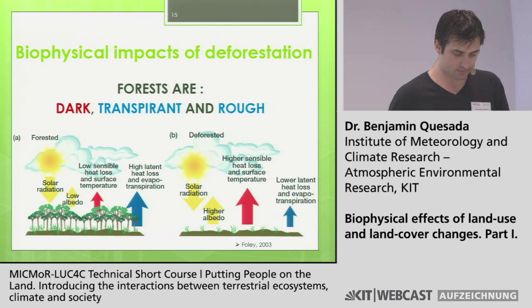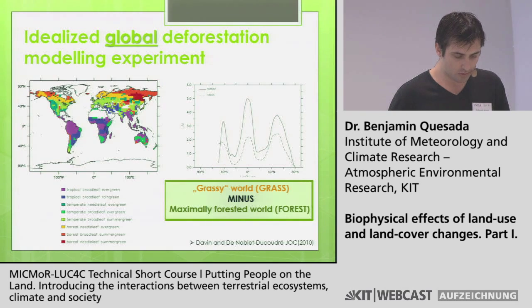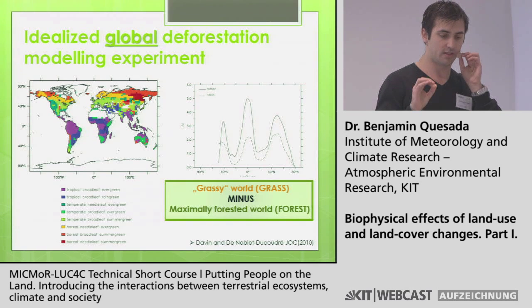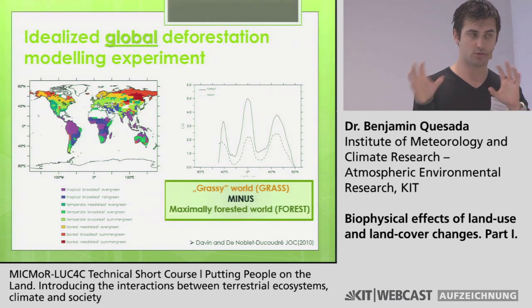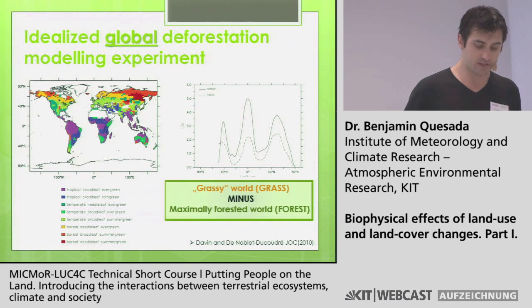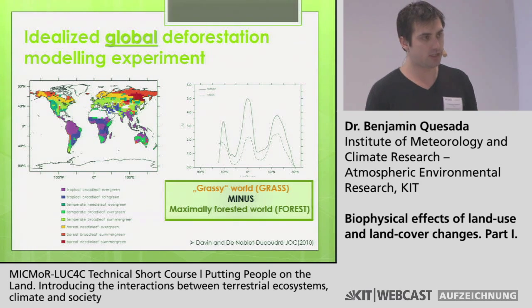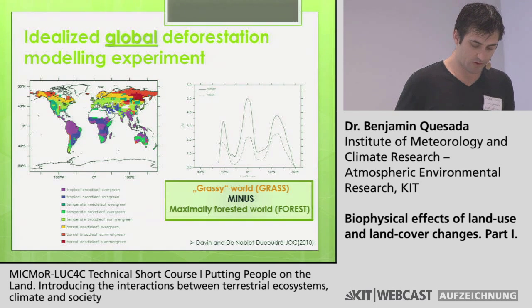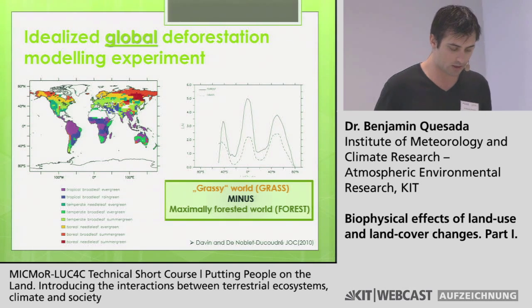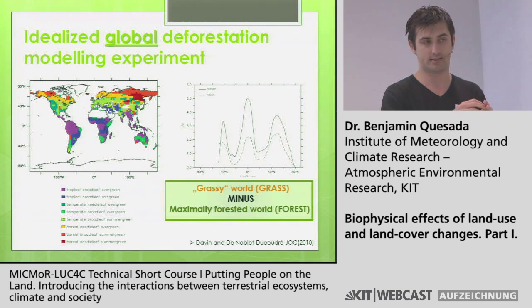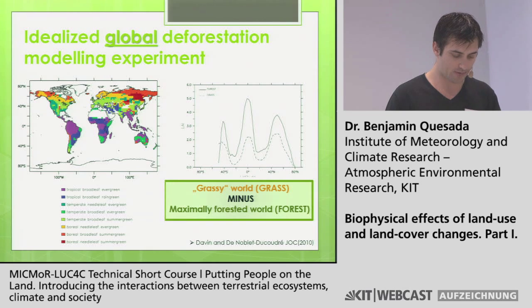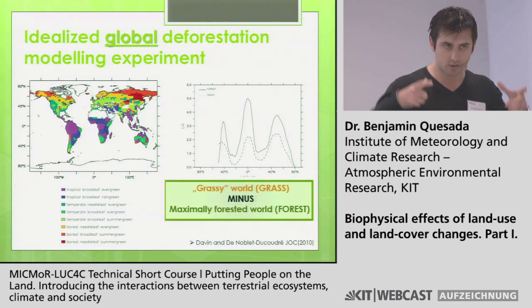Okay, so that's the basic properties of biophysical changes. Now we will see, in an idealized global deforestation modeling experiment, the relative contribution of these changes to the temperature changes. That's a study from Davin and de Noblet in 2010. And they have basically two simulations. One with a maximally forested world, where they first extend the dominant tree type of a grid cell to 100% of the grid cell.